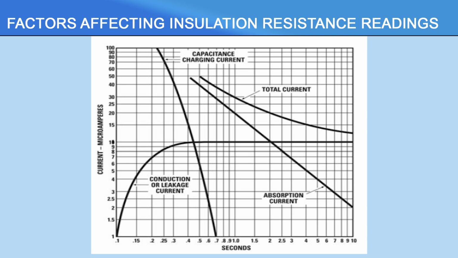The capacitance charging current is at a very high value at the starting time, that means when the seconds is very low, but it drops quickly to a very low value. Similarly, the absorption current is very high at the starting, but it drops slowly, whereas the conduction or leakage current, its value is very less at the starting, but as soon as the time increases, its value increases and at a particular time it gets constant. So these three currents collectively combined form the total current measured through the insulation tester.